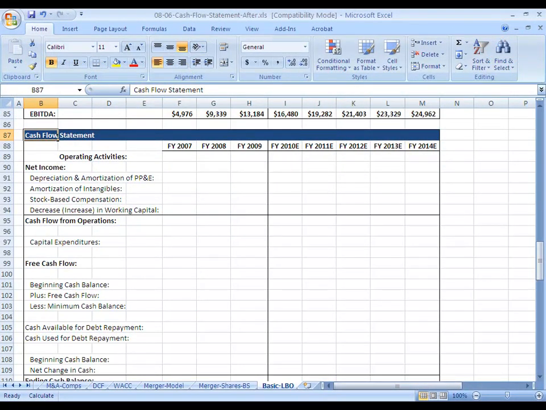In this lesson, we're going to move into the second part of creating a projection model for Apple for purposes of our LBO model here, and that is to look at their cash flow statement to make projections and to figure out what that is going to look like going forward.